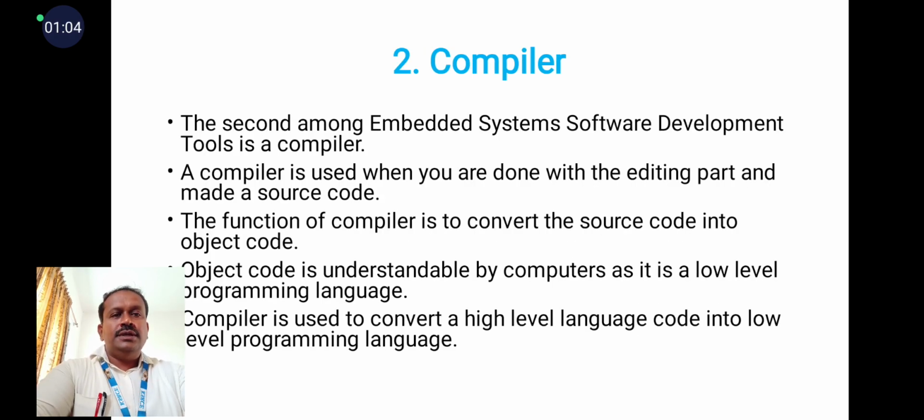The second tool is the compiler. The second among embedded system software development tools is the compiler. A compiler is used when you are done with the editing part and have made the source code. The function of the compiler is to convert the source code into an object code. The object code is understandable by computers as it is a low level programming language. The compiler is used to convert a high level language code into a low level language code.